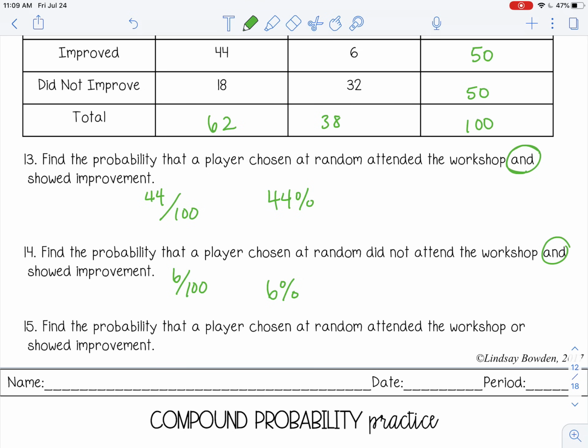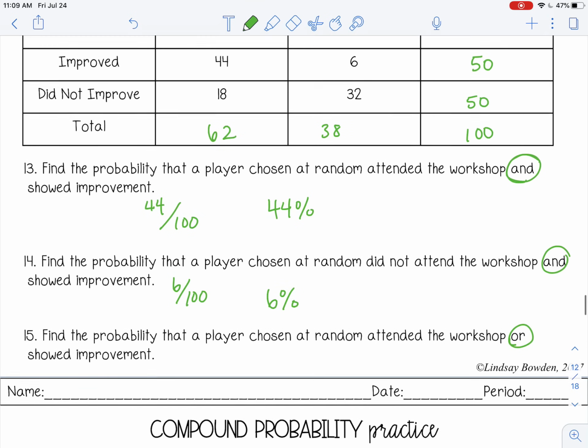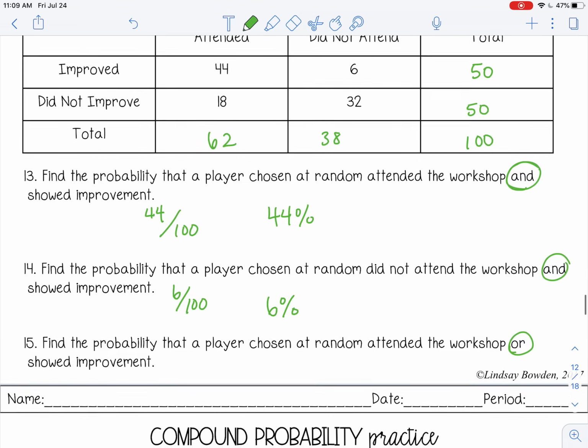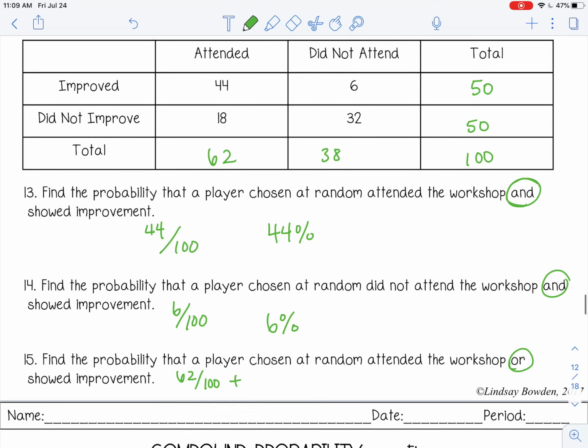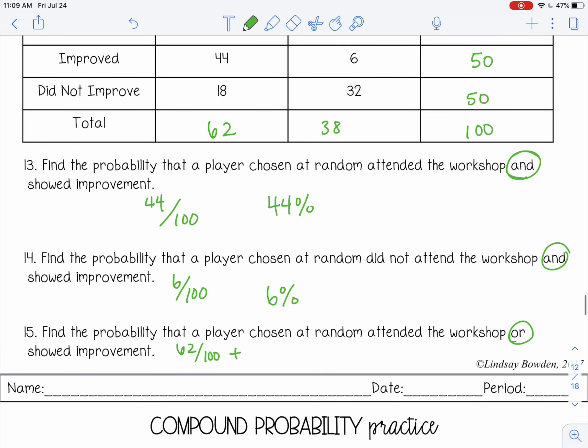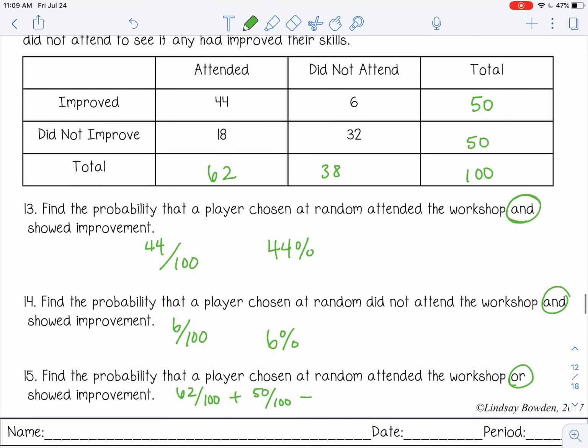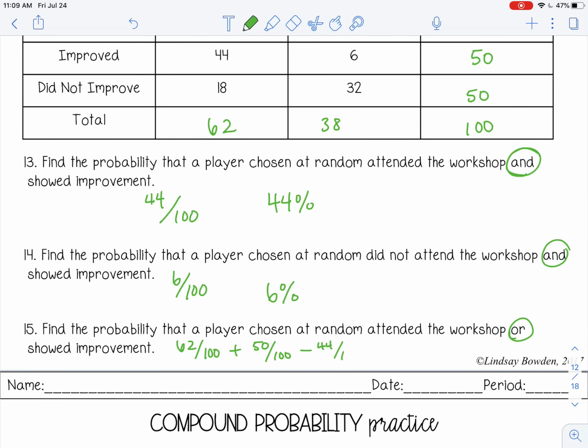And then 15, find the probability that a player chosen at random attended the workshop or showed improvement. So or means add and then subtract. So they attended, let's see, that would be 62 out of 100. They showed improvement, so 50 out of 100. But let's subtract where they overlap. That would be 44 out of 100 because we don't want to count those students twice. So let's see what that gives us. 68 out of 100, or 68%.